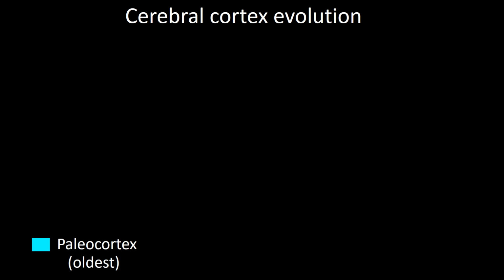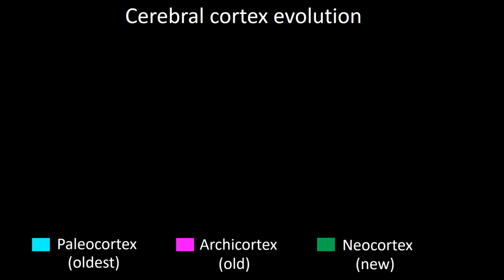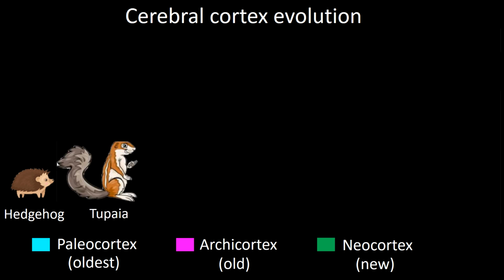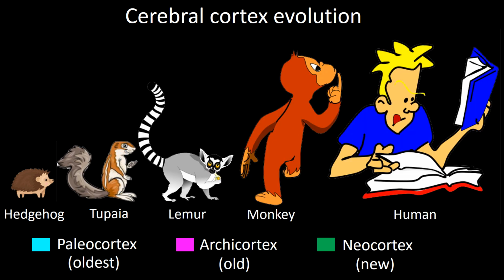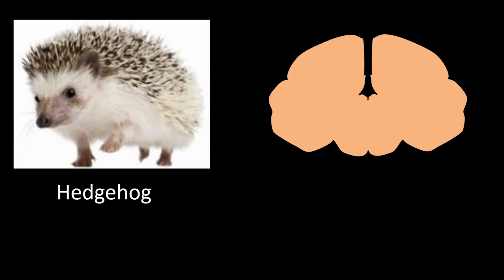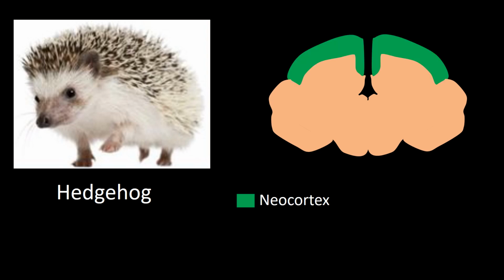The paleocortex, as we have mentioned, is the oldest cortical structure. Next in line is the archicortex, and then comes the neocortex. In this frame, I am introducing a hedgehog, a tupaia, a lemur, a monkey, and a human. The hedgehog has a funny looking shaped brain. The neocortex occupies the dorsal surface.